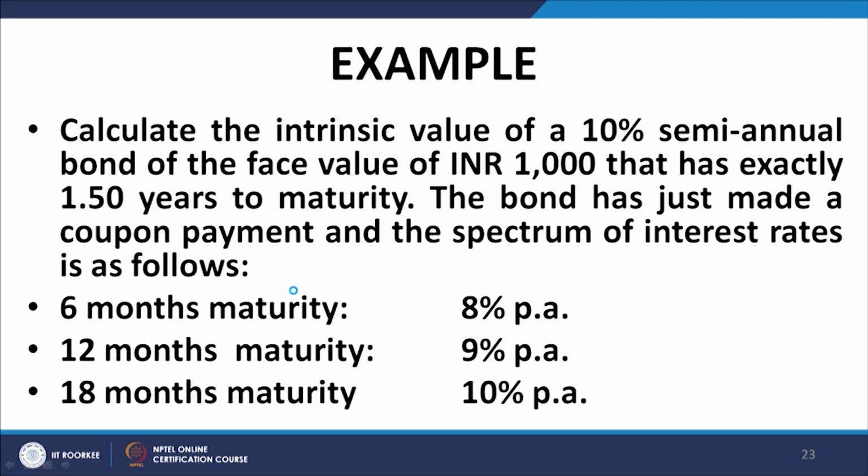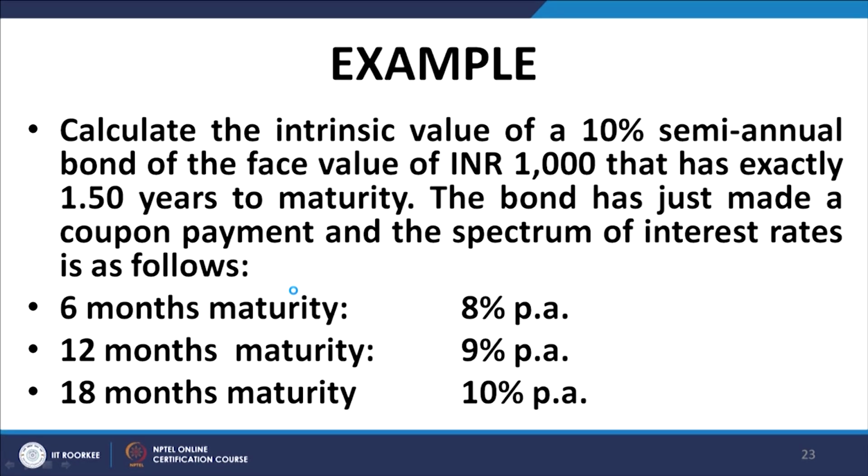Calculate the intrinsic value of a 10% semi-annual bond of face value INR 1000, that is exactly 1.5 years, that means 3 half years, to maturity. The bond has just made a coupon payment, and the spectrum of interest rates is as follows: 6-month maturity 8% per annum, 12-month maturity 9% per annum. Please note this is on a per annum basis, and 18 months maturity is 10% per annum. So, how do we calculate the intrinsic value?